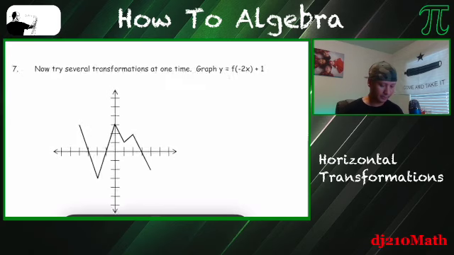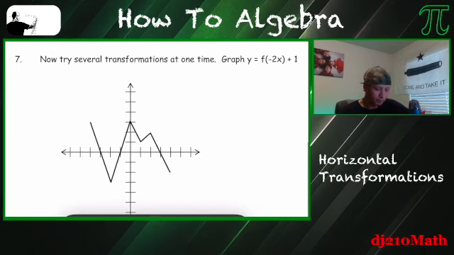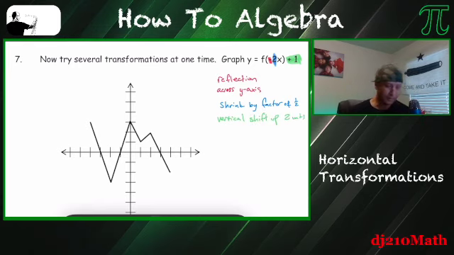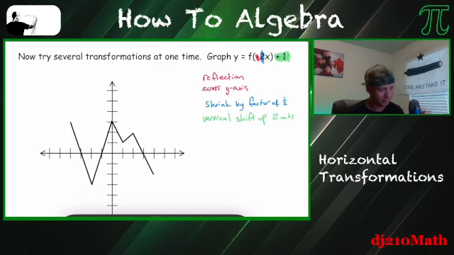All right, number 7. Here we have multiple things that are happening. Multiple transformations. So we have 3 actually. We have a reflection across the y-axis, a shrink or compression by a factor of 1/2, and then a vertical shift up 2 units. Now, you can do this in whatever order, as long as you do it correctly.